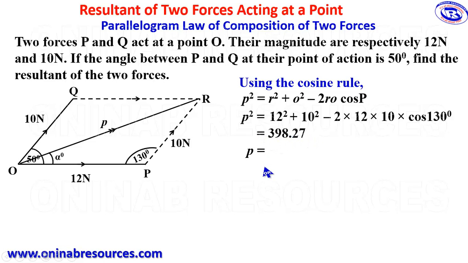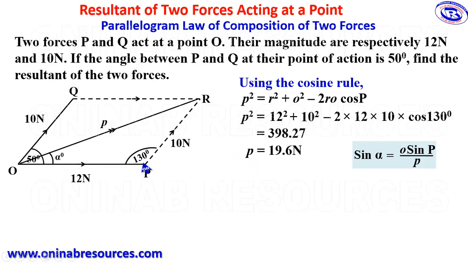Inputting this in our calculator, we have 398.27, where P is the square root of 398.27 and it gives 19.6 newtons, giving us the magnitude of the resultant of the two forces. We then go ahead to find the direction.